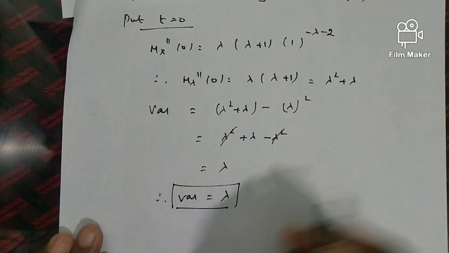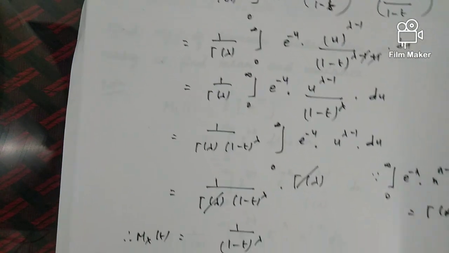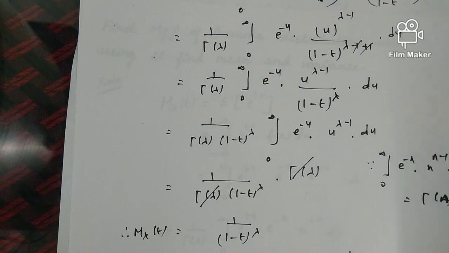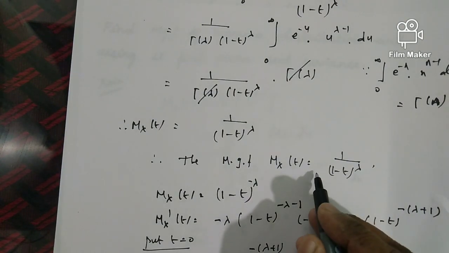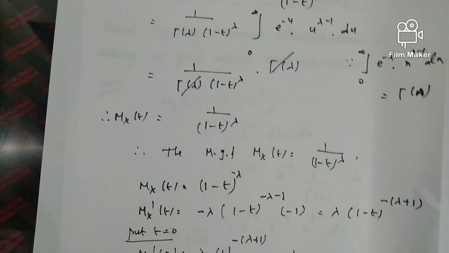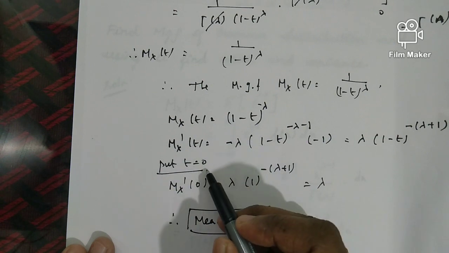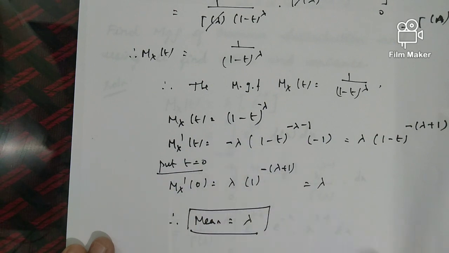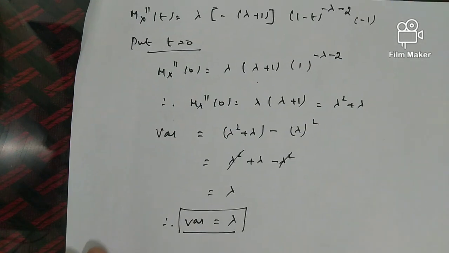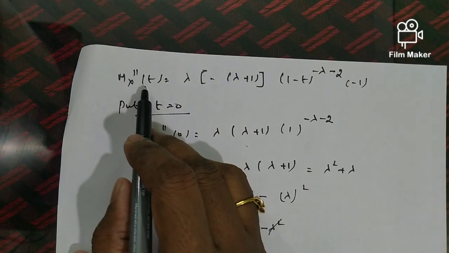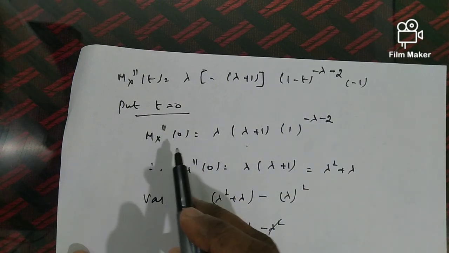So using moment generating function, finding mean and variance means first we have to find the moment generating function. After finding the moment generating function, that is mx of t, we have to differentiate with respect to t, finding the first derivative. In the first derivative make t equal 0, so that we can get mean, and then again we have to differentiate with respect to t, so that we can get the second derivative of mx, and then we have to put t equal 0, so that we can get mx double dash of 0.